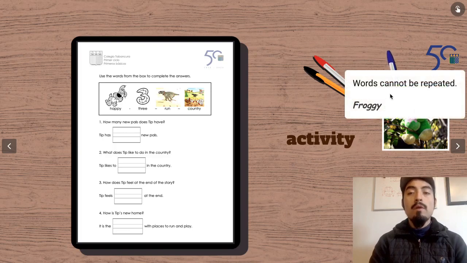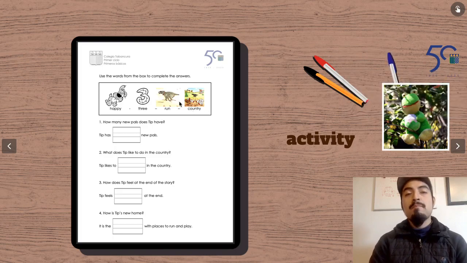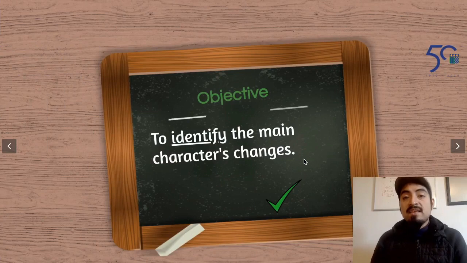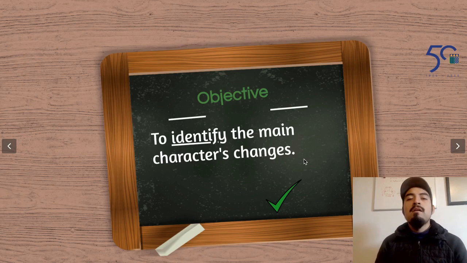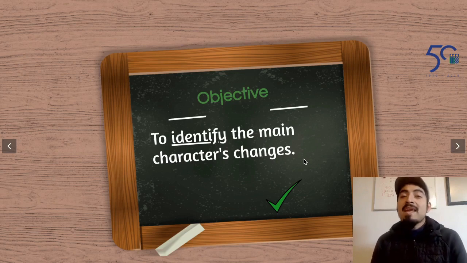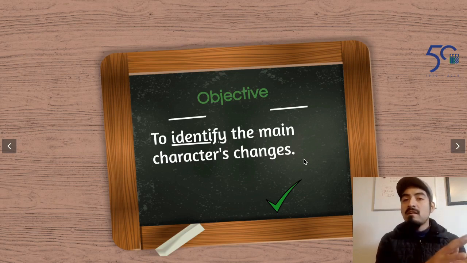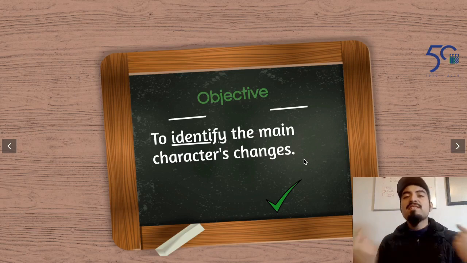Froggy says, words cannot be repeated. Good reminder. Look at this. Pay attention to the pictures of the words. That will help you. And with the activity done, you can say the objective is accomplished. The objective was to identify the main character's changes. Now, you can say some things about the beginning of the story and some things about the end of the story. Those changes are about the main character.